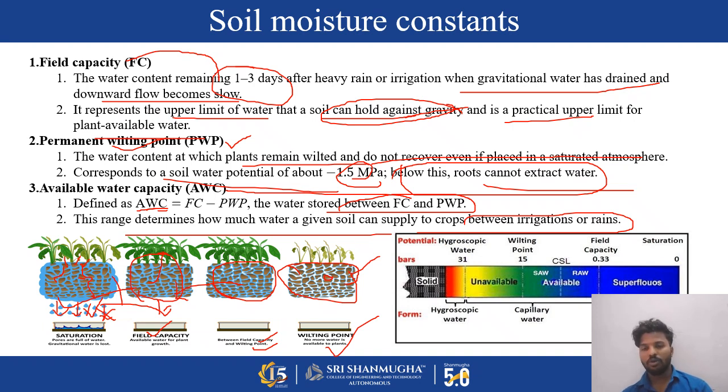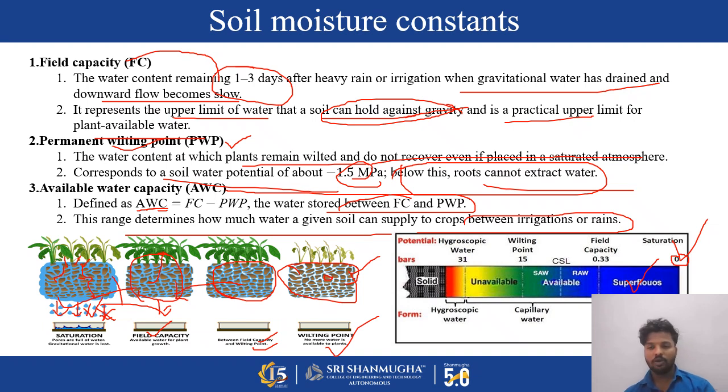At 0 bars of pressure, the saturated flow characteristics will be seen in the soil water. That is called the saturated condition.